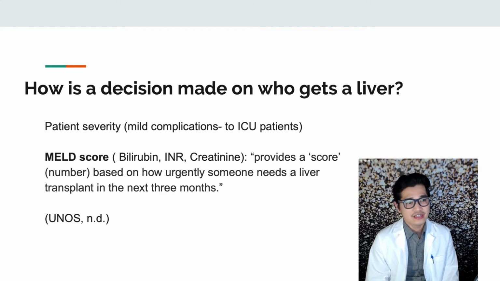Last question, how is a decision made on who gets a liver? The decision on who gets a liver is based on the patient's severity. A lot of patients will have mild symptoms and complications, while some will need ICU admission. A scoring system based on their bilirubin, INR level, and creatinine called the MELD score provides a score based on how urgently that person needs a liver transplant in the next 3 months.